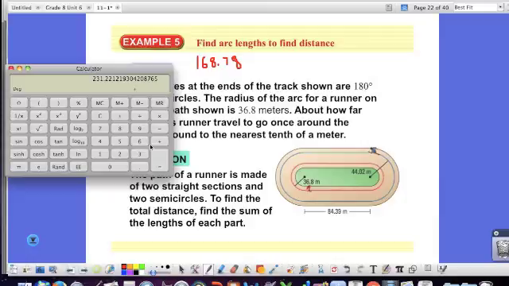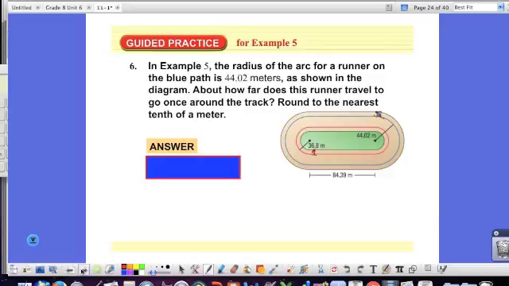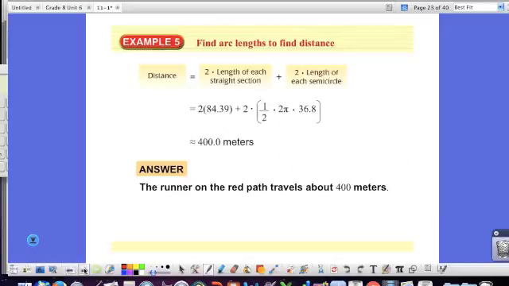So 231.22 plus the 168.78 of the two sections of red track here means you're going to run about 400 meters if you follow the red track path. And there is our answer.